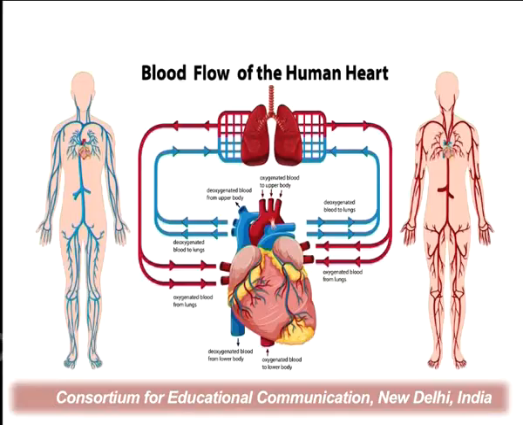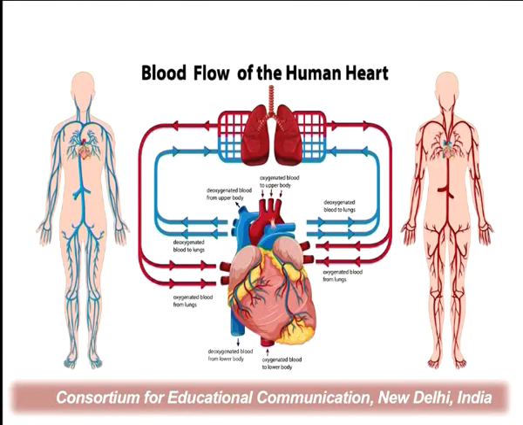Here also we can see this whole blood flow of the human heart and the circulatory system. Again, we will revise what we have learned in this lesson. On the left side, you can see a structure of a human body where you can see all the blue vessels. On the right side, you can see the red vessels. So blue vessels refer to veins and red ones refer to arteries.